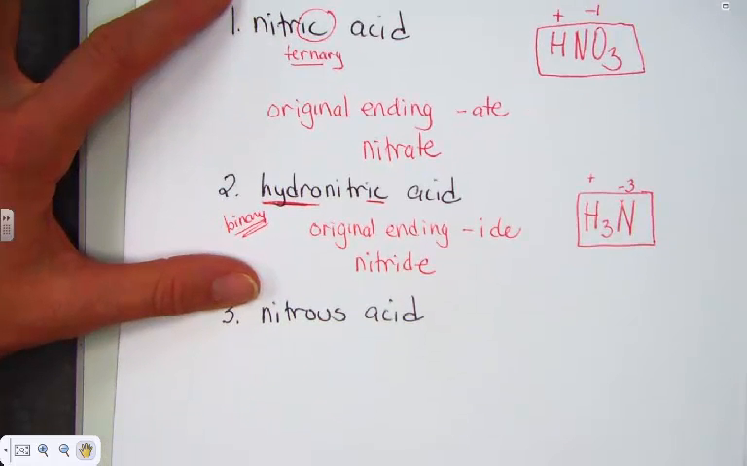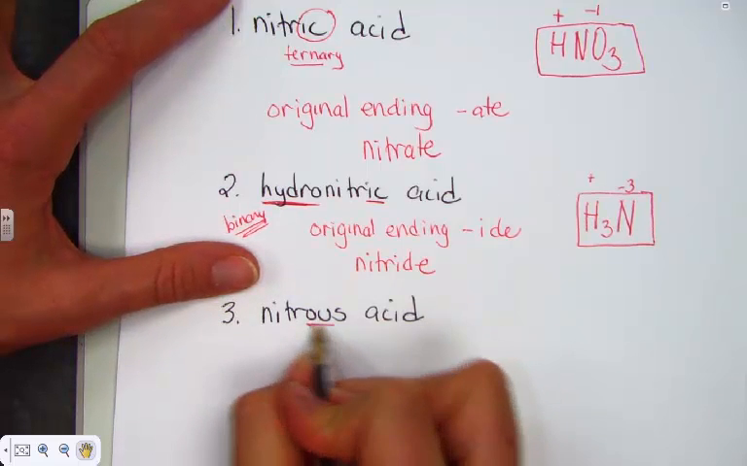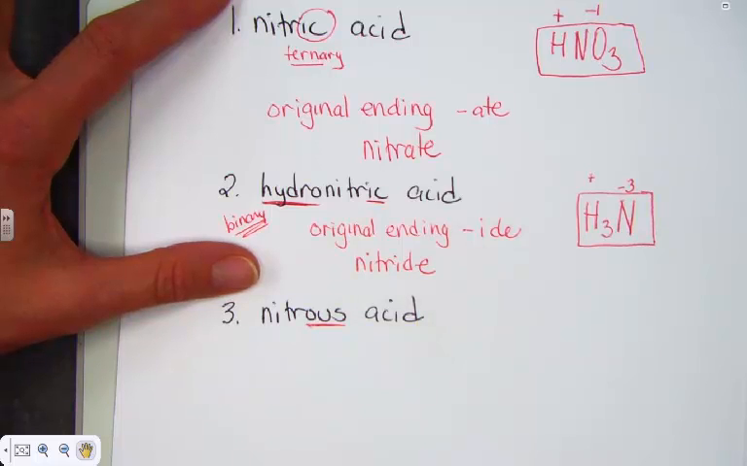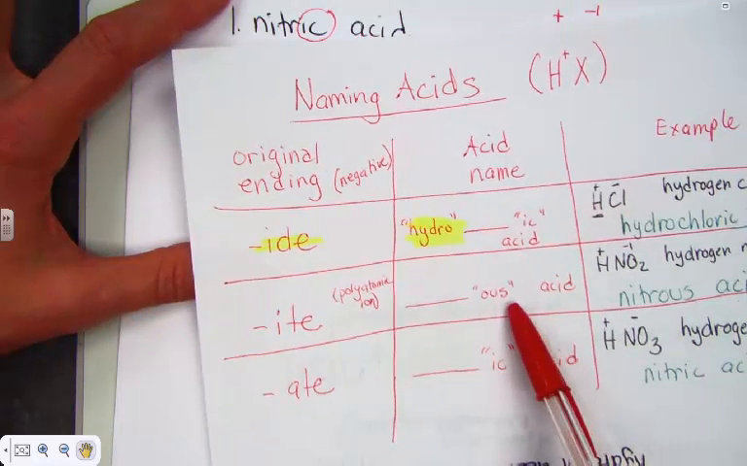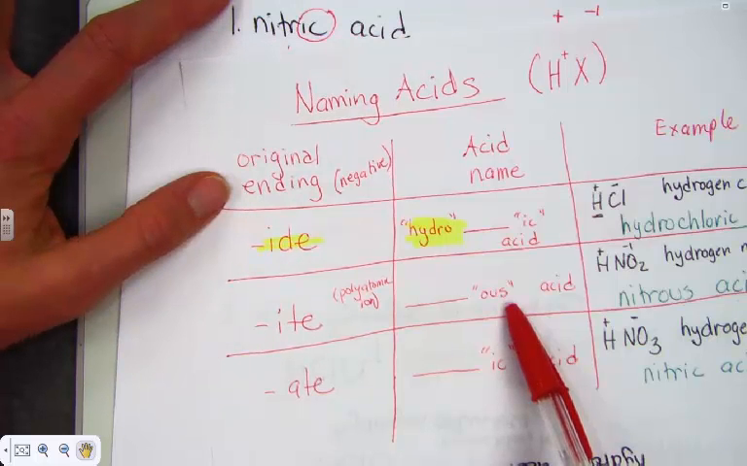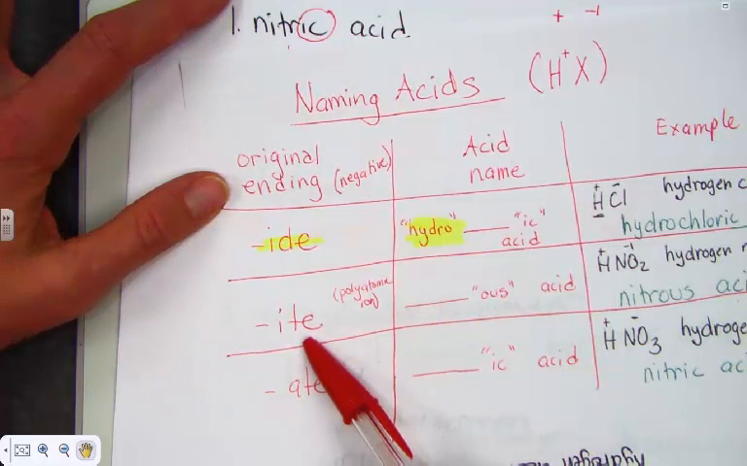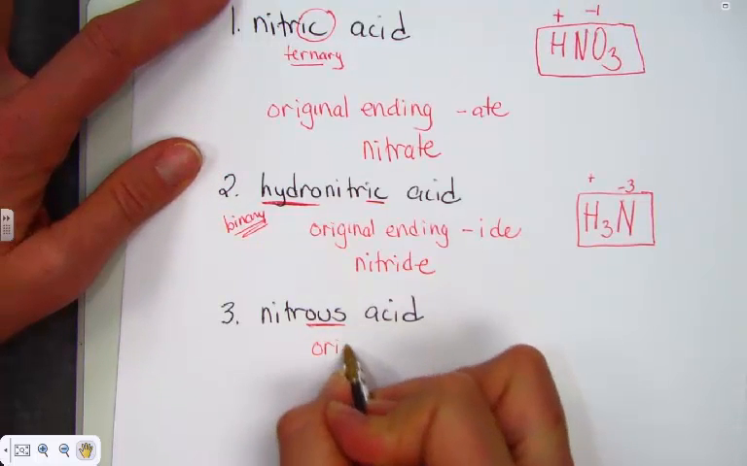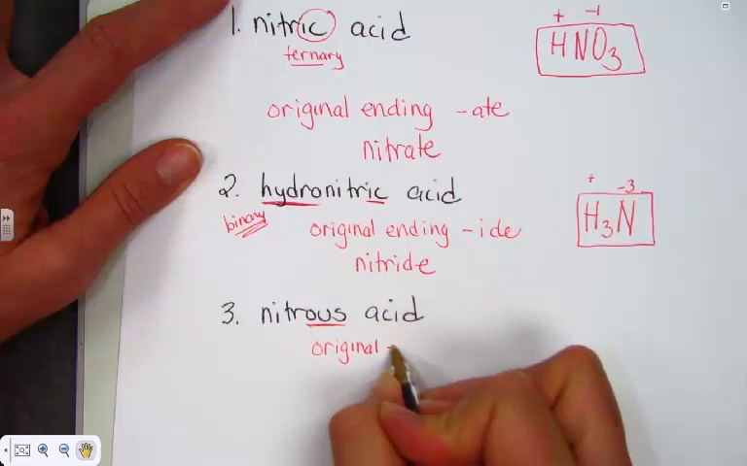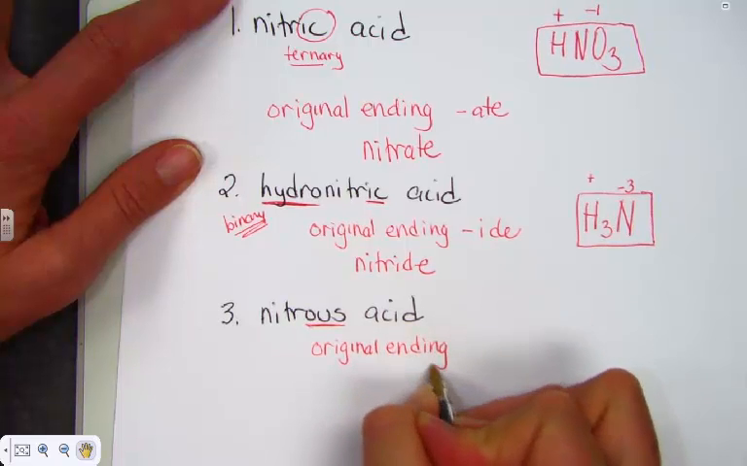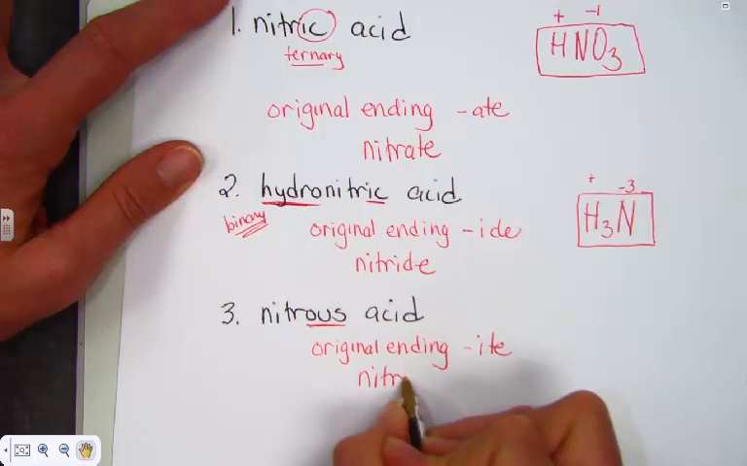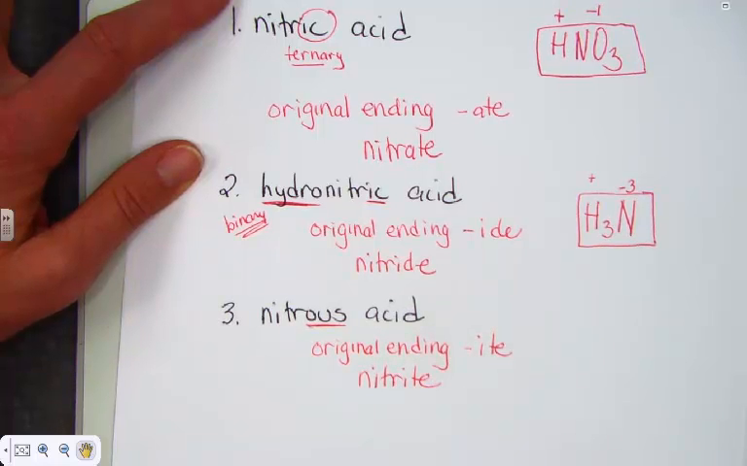Nitrous acid. Hear the name. Part of learning a language is saying the name. Nitrous. I notice the ending is O-U-S. If the acid ends with O-U-S, that tells me the original ending must have been I-T-E. If the original ending is I-T-E, we need to find a polyatomic ion called nitrite.